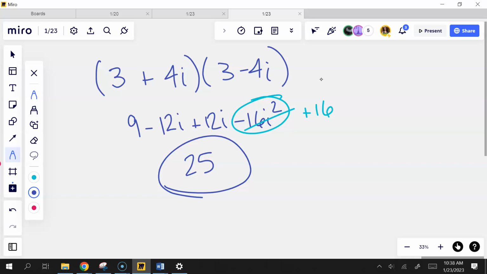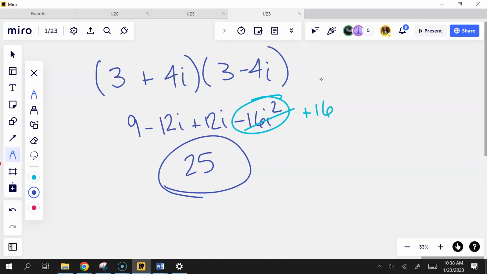I multiplied two complex numbers, y'all. I multiplied two complex numbers and I got what kind of number? What kind of number is that? Okay, besides perfect square, that's a good observation. But a real number, right? All right. So look.